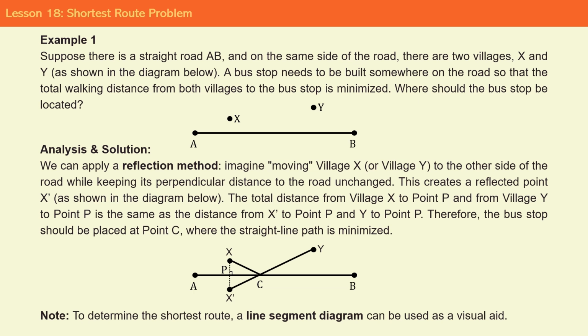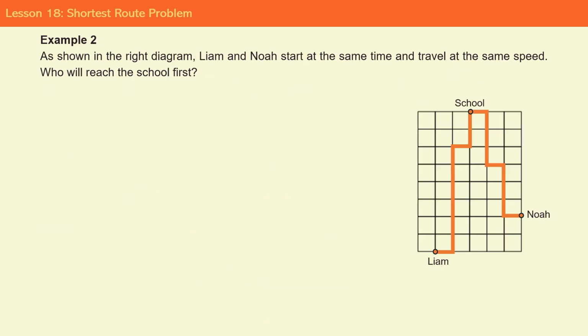To determine the shortest route, a line segment diagram can be used as a visual aid. Example 2. As shown in the right diagram, Liam and Noah start at the same time and travel at the same speed. Who will reach the school first?